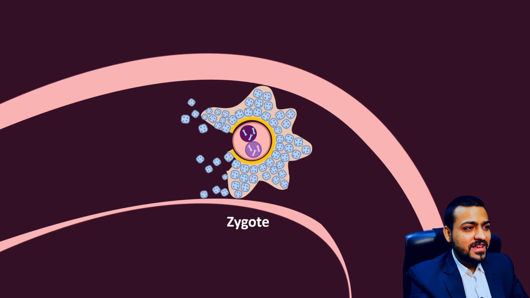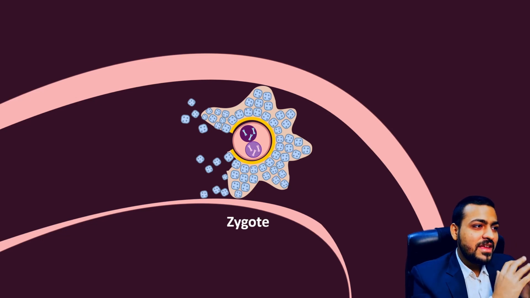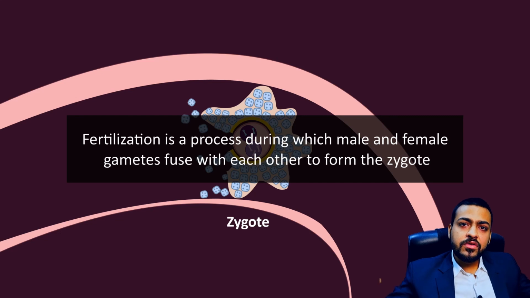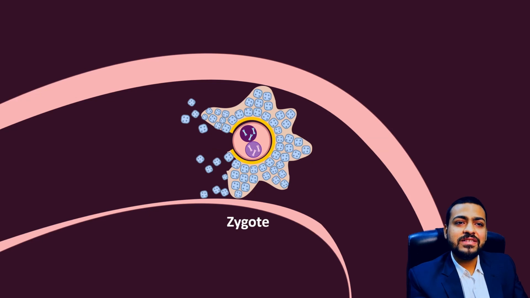And by the way, it is worth discussing what the definition of fertilization is. I think by now it would be very easy for you to understand that fertilization is a process during which male and female gametes fuse with each other to ultimately form a zygote. So that is the definition of fertilization. Later on, the corona radiata cells will be destroyed within a day or two, and cleavage will happen in this zygote to form the embryo. And the zygote is a single-celled embryo.